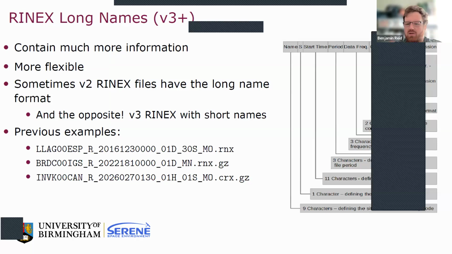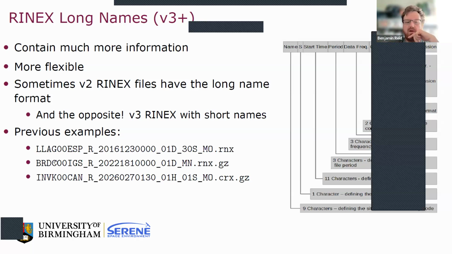It says R, which, if I remember, means it's a mixed file. So it has multiple constellations in it. I don't entirely remember what that one means. It's 2016, day 123. It starts at 0 o'clock. It runs for one day. It has 30-second data in it, and it is a mixed observation file. Much more informative.